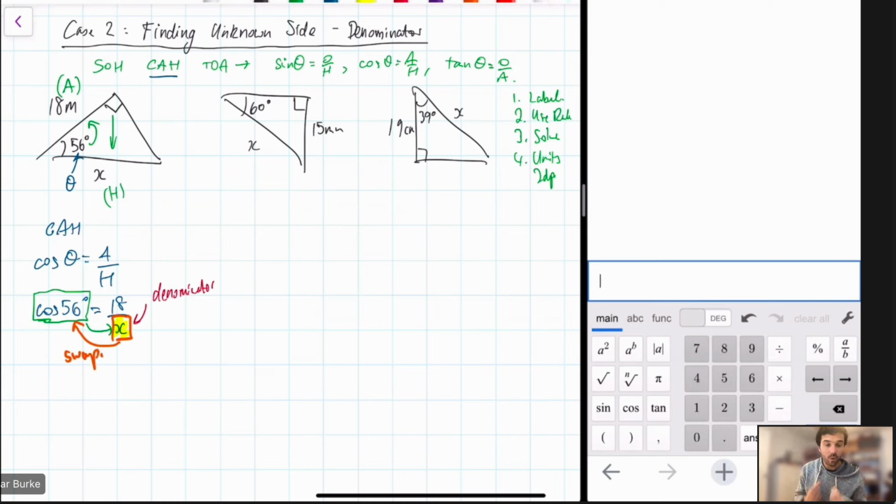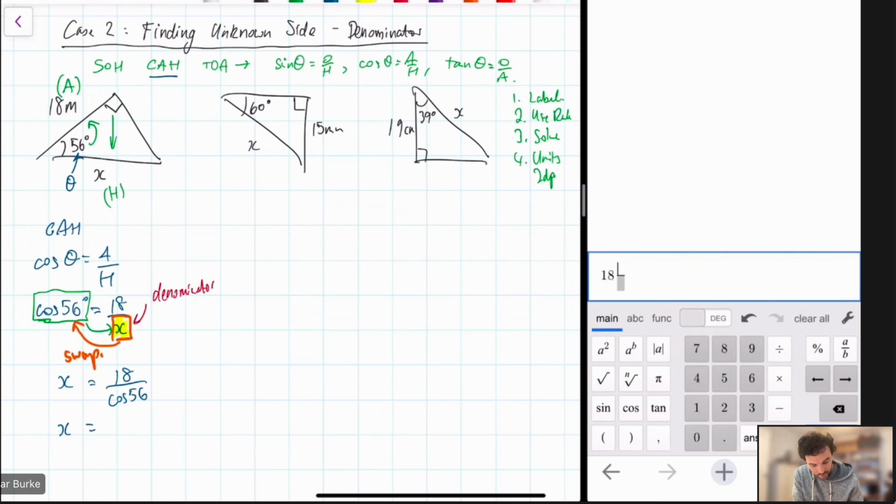Now, there's an algebraic reason for this, and you can go into that if you want, but really, this is our shortcut. So now we're going to swap. Now, we're at a point where we can plug this into our calculator as we have x by itself. So here we go. Let's clear all. Fraction first, 18, then on the bottom, I'm going to go cosine 56, and remember to close that bracket, otherwise it breaks. Okay, so we've got 32.19, then we add our units, meters. So there's our answer, 32.19 meters.